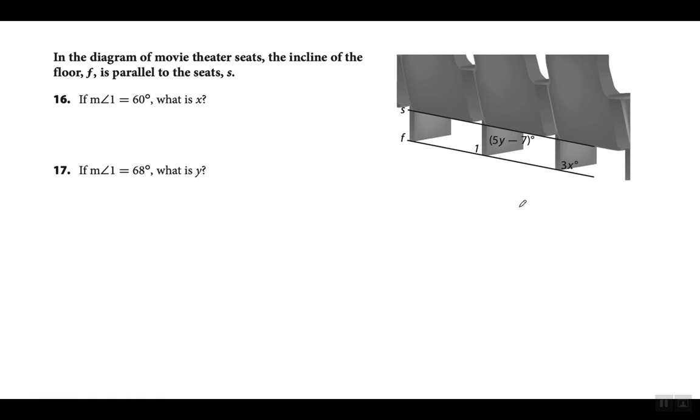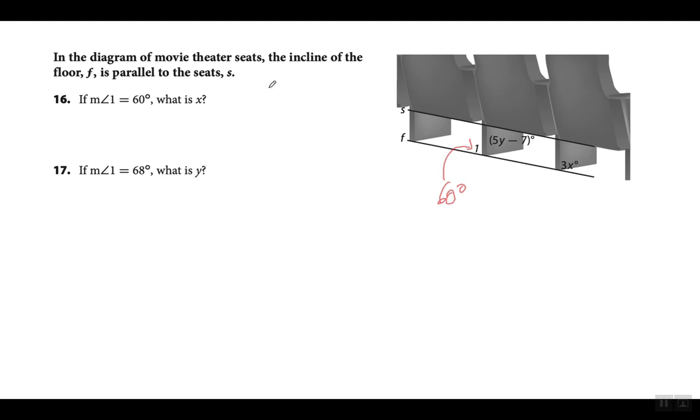Okay, so in this diagram of movie theater seats, it's saying that line S is parallel to line F. Okay, line S and F are parallel. Okay, so here it says, if the measure of angle 1 is 60 degrees, what is X? Here's angle 1. If the measure of angle 1 is 60 degrees, what is X?